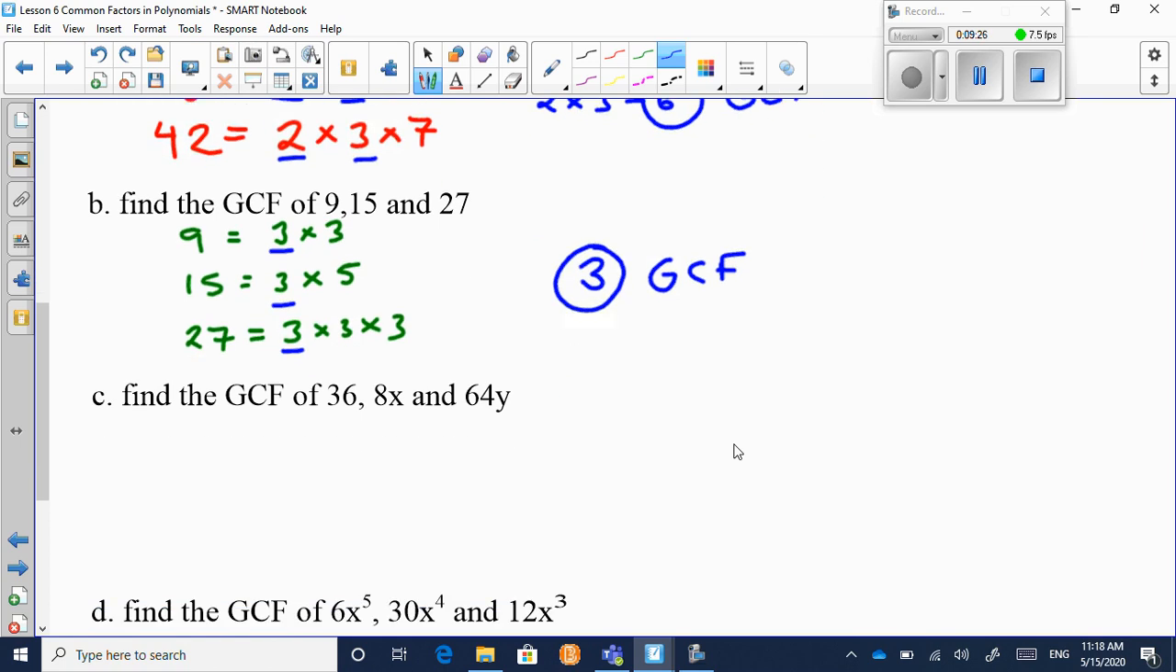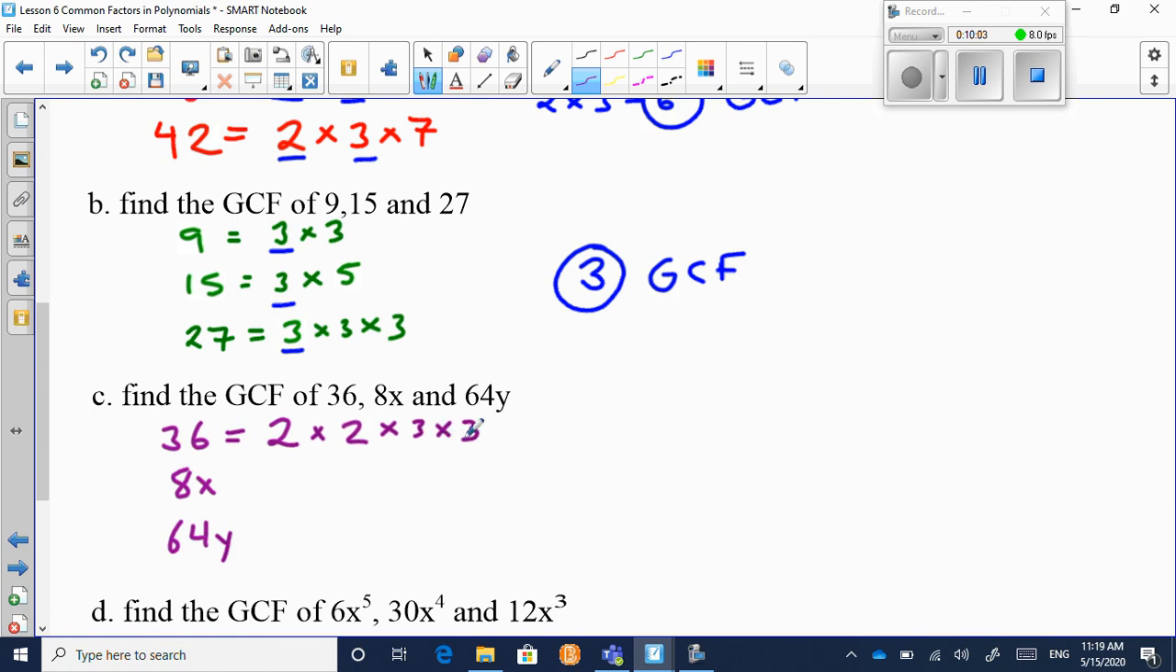All right, well, let's start throwing some variables into this. It doesn't make it any harder, because watch what I'm going to do. I'll write my 3 terms. It's 36, it's 8x, and it's 64y. All right, so let's start by writing them in their factored form. So 36. Well, I know 36 is 2 times 18. And then 18, though, is 2 times 9, and 9 is 3 times 3.